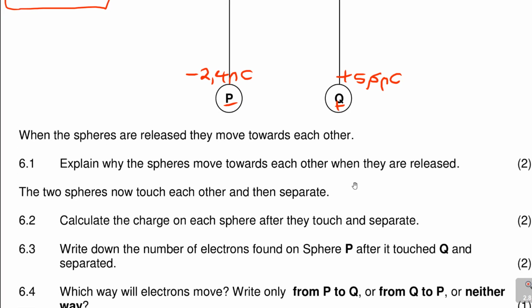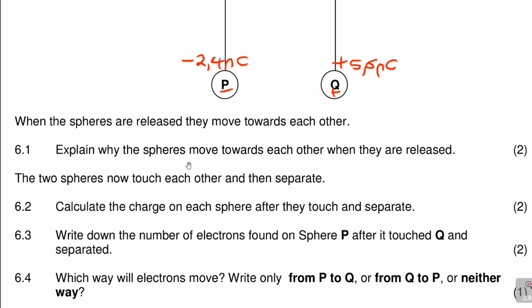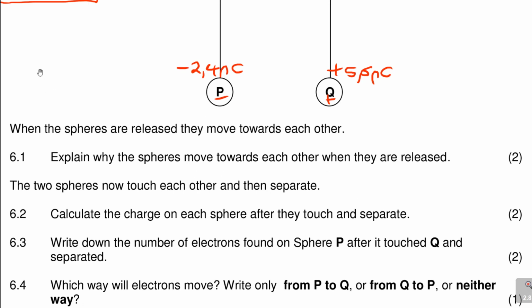When the spheres are released, they move towards each other. Then it says, explain why spheres move towards each other when they are released. Why are they moving towards each other? Remember, the reason is what? Unlike charges, do they repel or attract? Unlike charges attract. That is the main thing they wanted you to remind yourself, that they are unlike charges, positive and negative, and they attract.